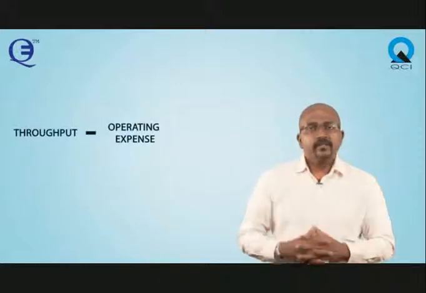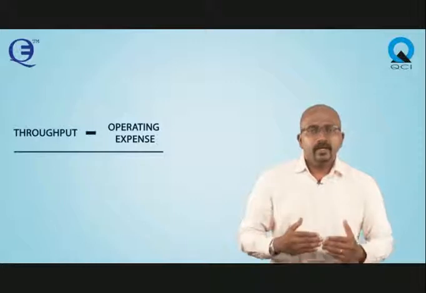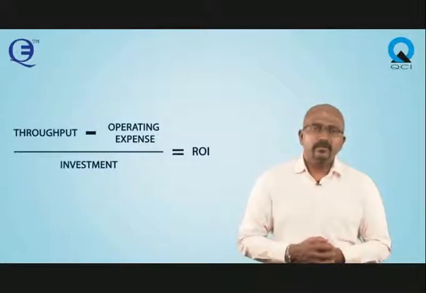Let's go to ROI, return on investments. What is the return? The profits I have made. What is my investment? All the money that I have put into the company. Raw materials, machines, plant, building, anything and everything is my investment. So throughput minus operating expense divided by investment I is my ROI. Okay, now it is rolling.